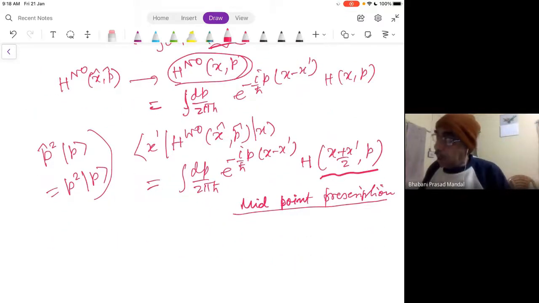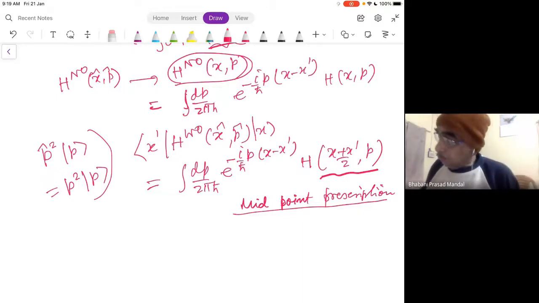So this midpoint prescription will be used. But how to prove this? I can prove it, but it will take a little bit of time. But let us prove this. So we consider Weyl ordering because it gives some two important concepts in this proof. So let me go through the proof.